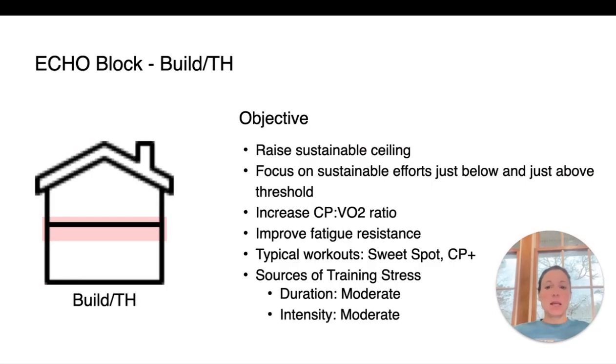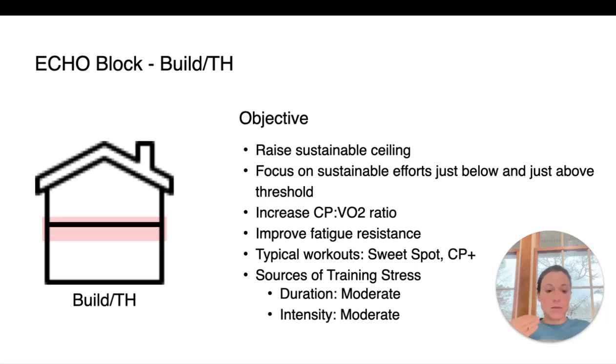So the next block is your build threshold block. So this raises your ceiling a little bit. So what this means is everyone has a critical power or critical pace where we become unstable. So we want to be able to build you up a little bit so that that is just below or above your threshold, and it increases that CP-VO2 ratio. So basically your critical power or your critical speed over your VO2.